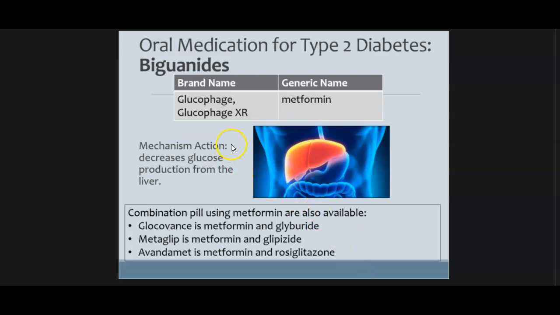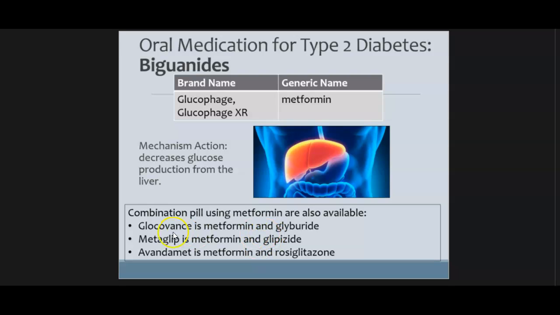Some of the different oral medications: the biguanides are one of the most common ones that you'll see. Their mechanism of action is to decrease the glucose production from the liver, so it decreases how much glucose is going to come out of the liver. The most common one you're going to see a lot on medical histories is metformin or Glucophage. And combination pills are also available using metformin with other medications.